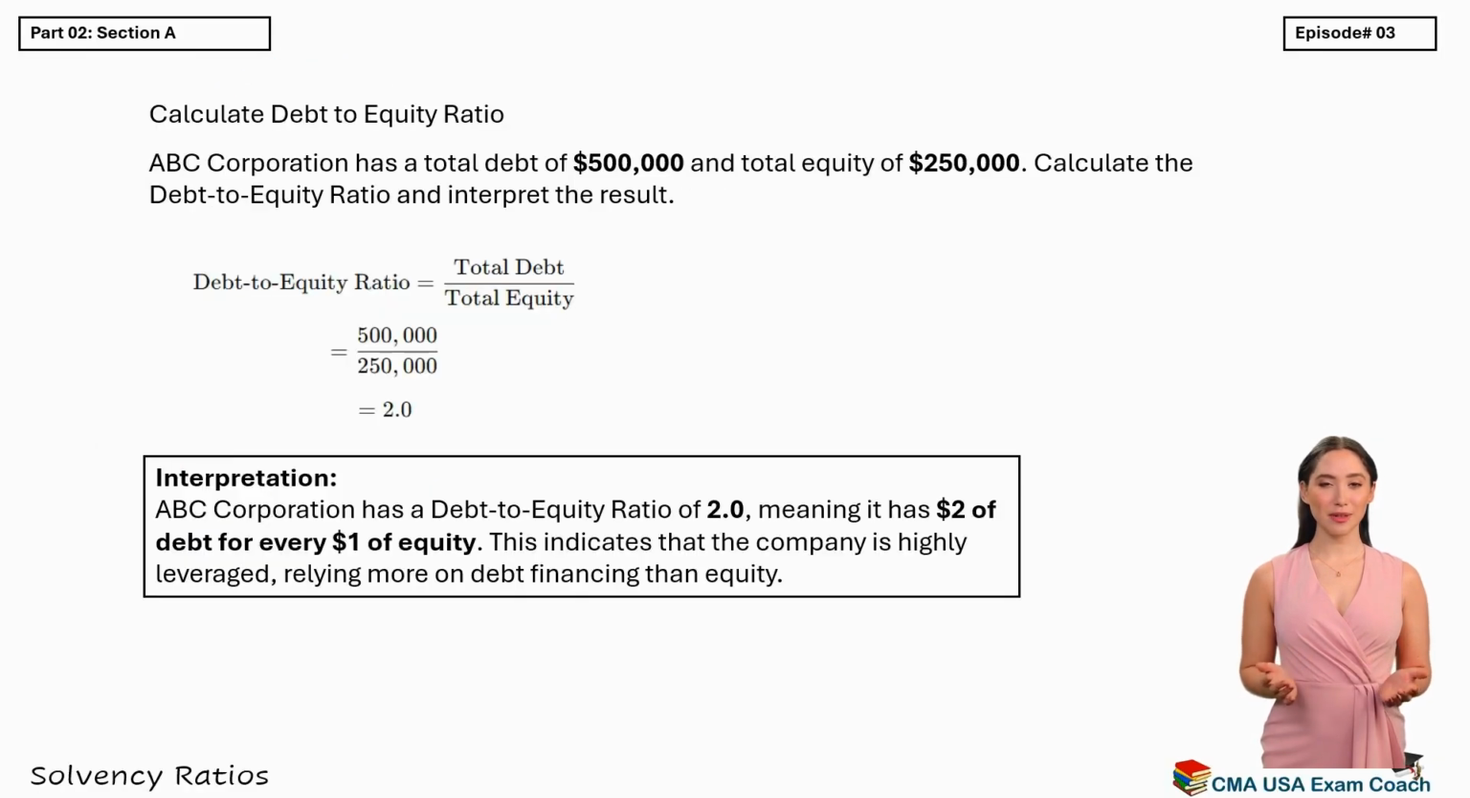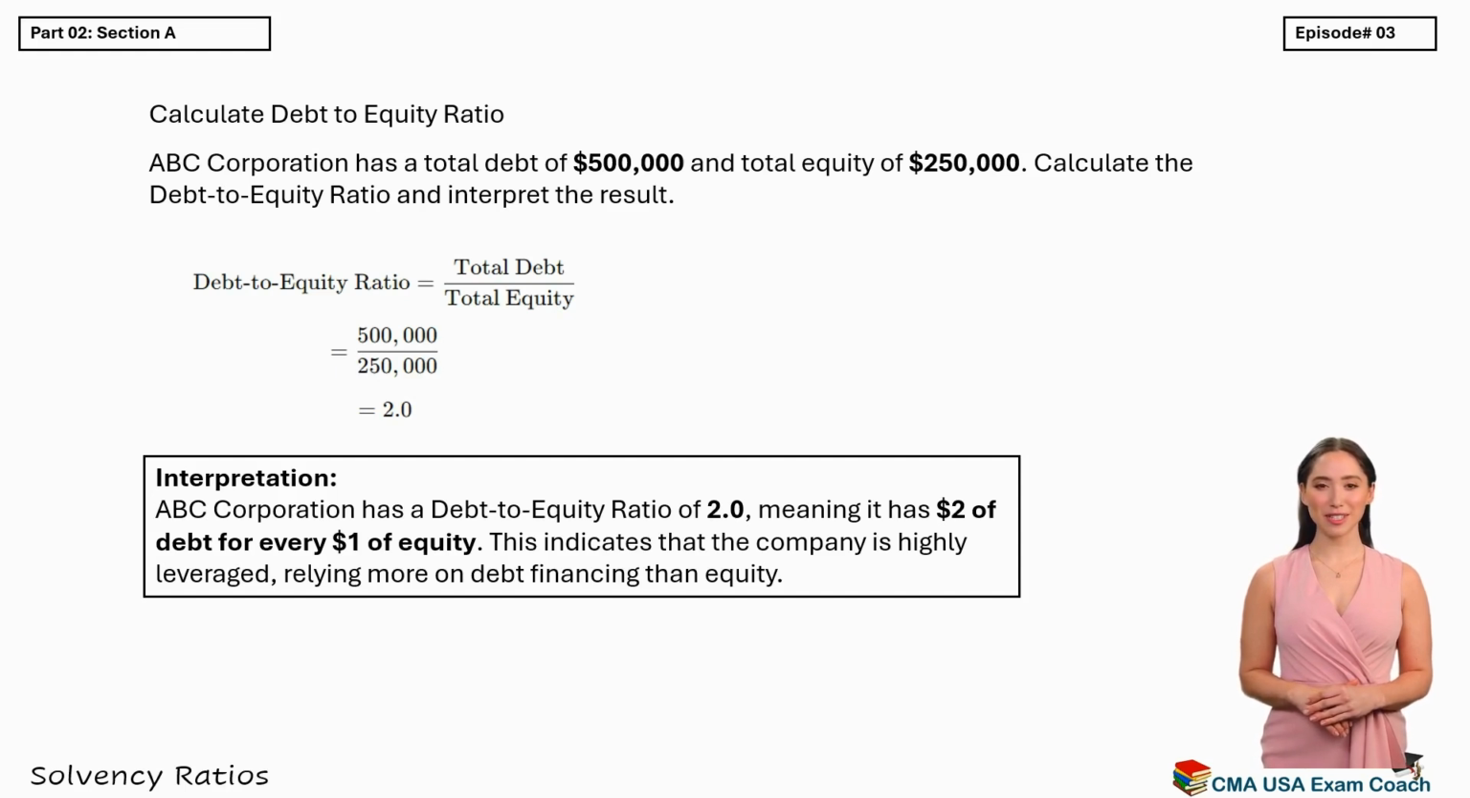Let's discuss a simple example to understand the debt-to-equity ratio in action. ABC Corporation has a total debt of $500,000 and total equity of $250,000. Calculate the debt-to-equity ratio and interpret the result. Now, applying the formula, debt-to-equity ratio is equal to total debt divided by total equity. Placing the given values, debt-to-equity ratio equals 500,000 divided by 250,000, which is equal to 2.